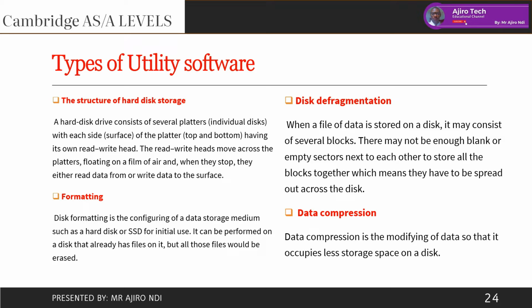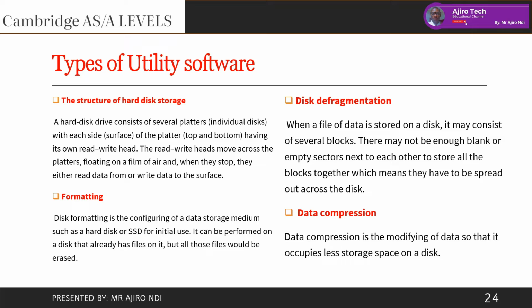Disk defragment. When a file is stored on a disk, it may consist of several blocks. There may not be enough blank or empty sectors next to each other to store all the blocks together, which means that they have to be spread out across the disk. The file is now said to be fragmented.